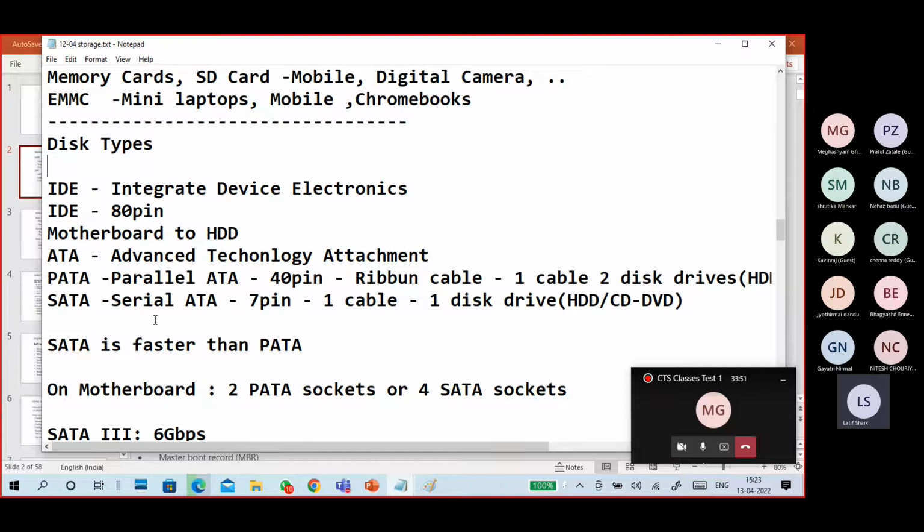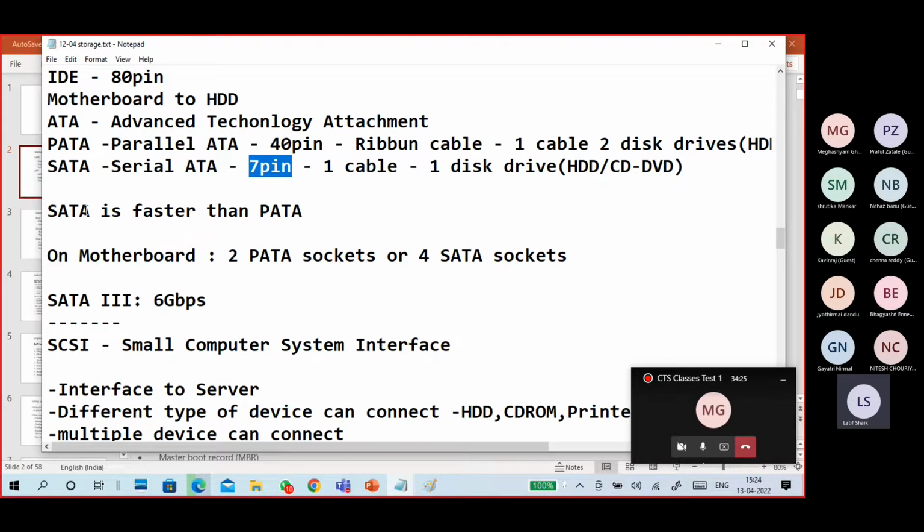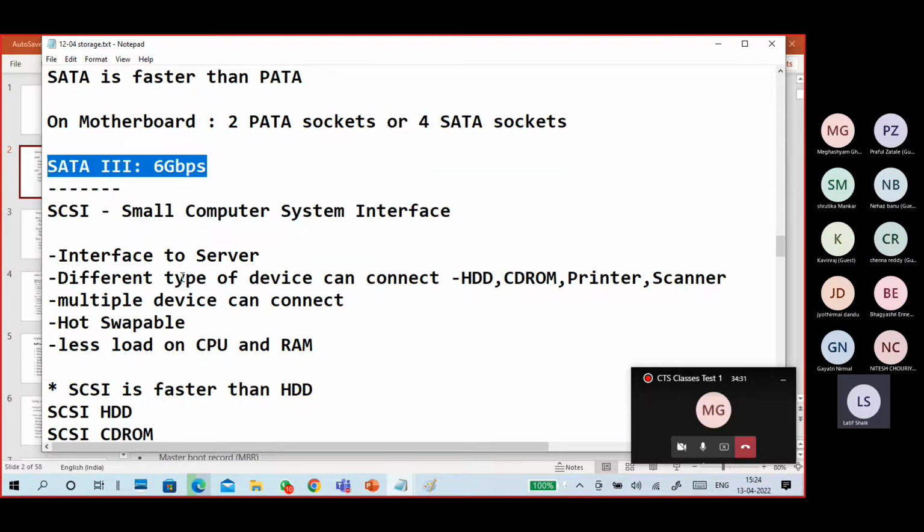SATA disk and PATA disk are there. Currently we are using the SATA type of disk only. PATA means Parallel Advanced Technology Attachment, SATA means Serial Advanced Technology Attachment. PATA is an interface having a 40-pin connector. It is a ribbon type of cable, and one cable can connect two disk drives. Next, Serial ATA is a simple serial connector, a simple cable. One cable, one device, with a 7-pin connector. SATA is faster than PATA. SATA 3 has a 6 Gbps data transmission speed.